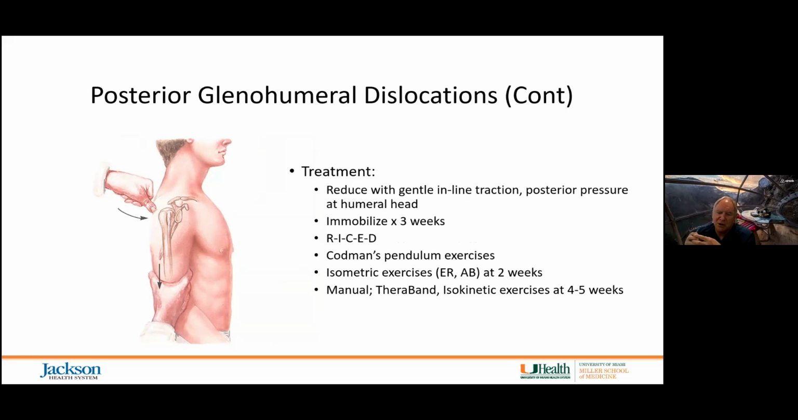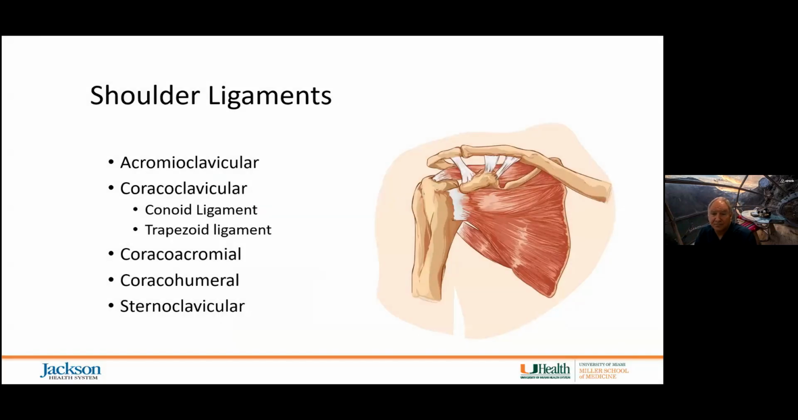Know that there's going to be some scarring there, and then move forward with Codman's pendulum exercises, isometric, progressing on to ultimately isokinetic exercises as you go through here. So again, these are the shoulder ligaments that you're going to be worried about. So you've got the AC ligaments, you have the coracoclavicular ligaments, the coracoacromial ligaments, and then you've got the sternoclavicular and the coracoclavicular as you're looking through these. So disruption of those ligaments is going to cause significant problems.